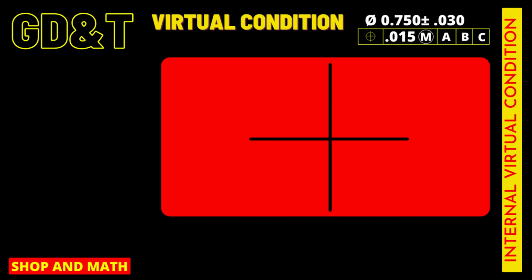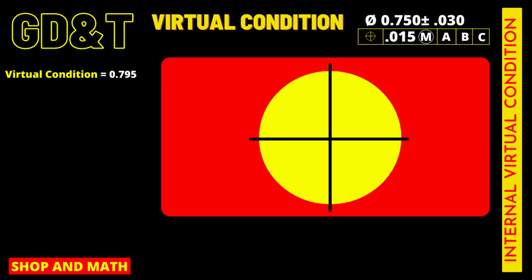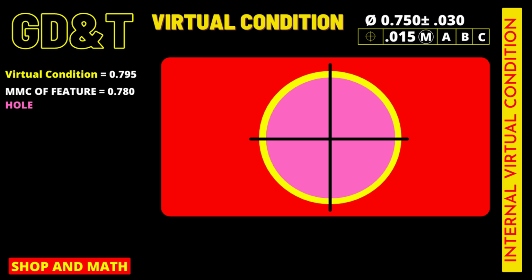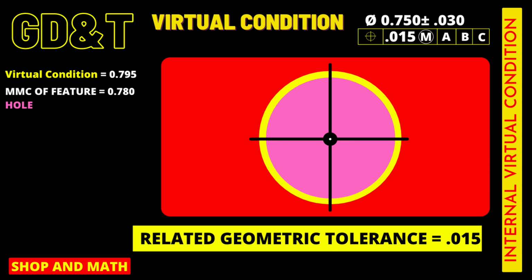For this example, let's start out without a hole in our block and add our virtual condition first. So therefore, our virtual condition is 0.795. Now let's add the hole. So our hole at maximum material condition is 0.78. Therefore, the hole can actually be out of position by 0.015. The black circle in the center represents the geometric tolerance of 0.015. This will allow the hole position to be out by 0.015 in multiple directions.